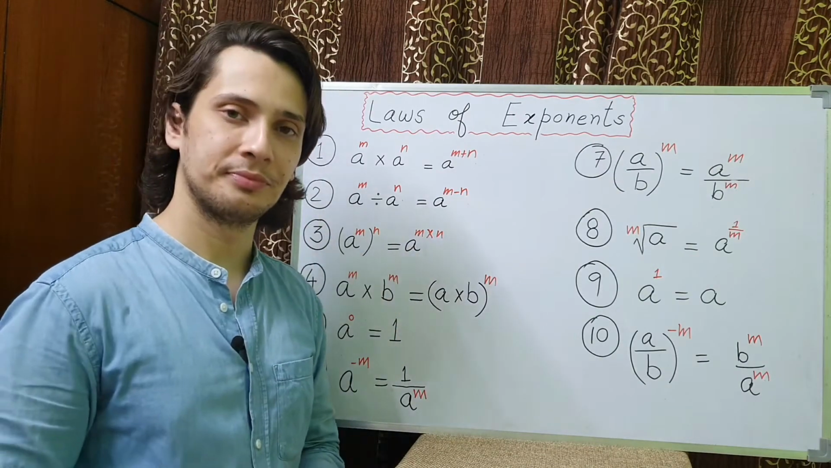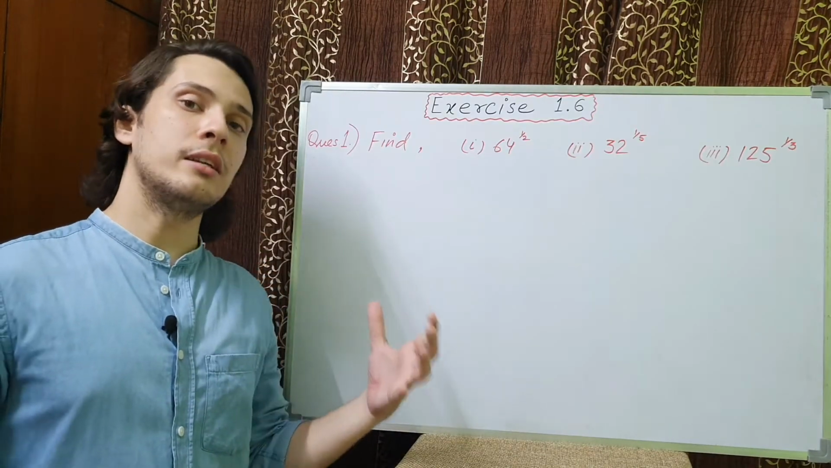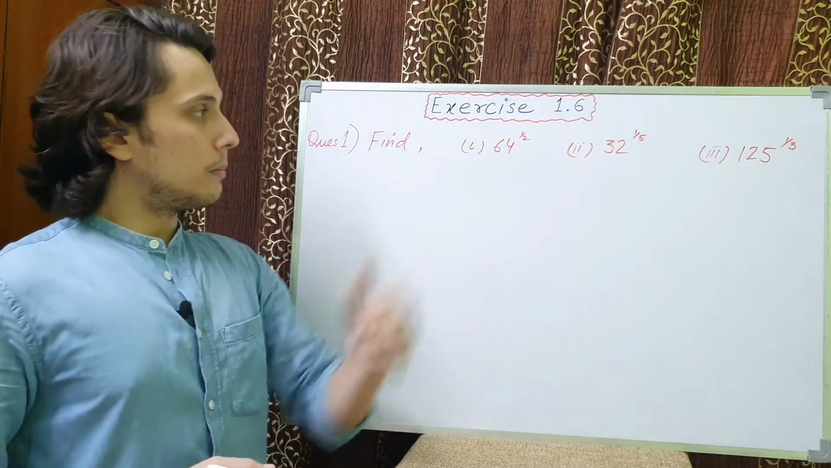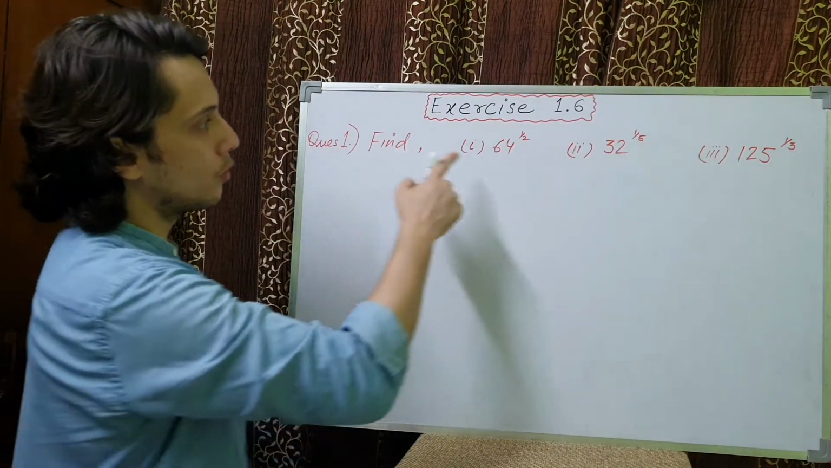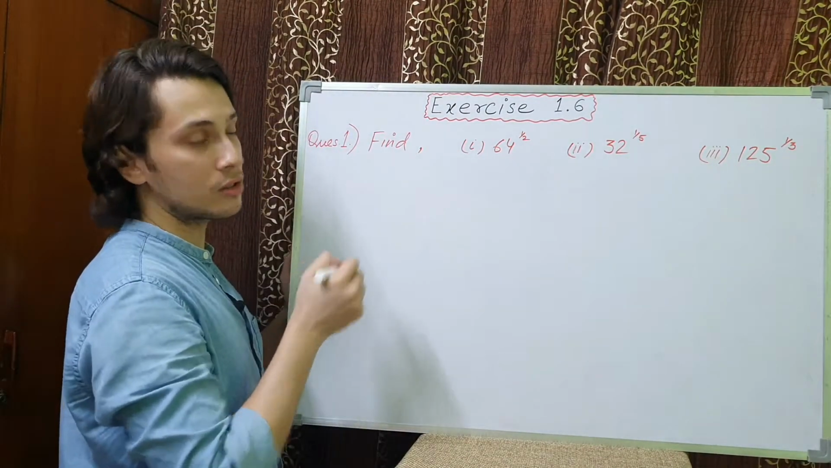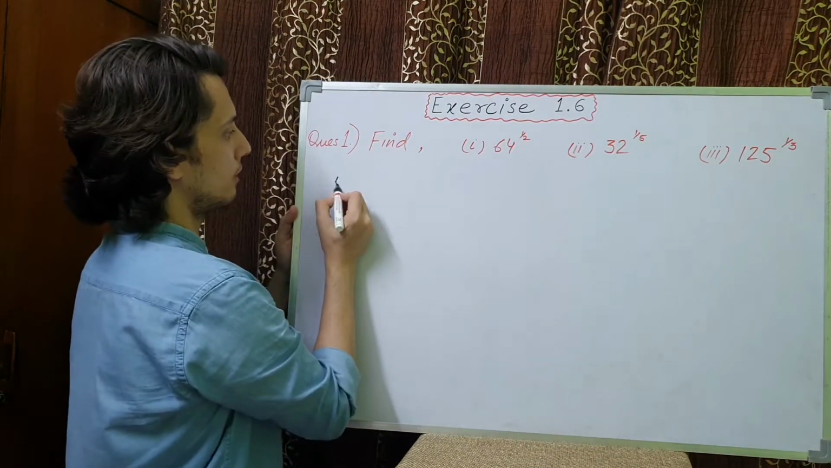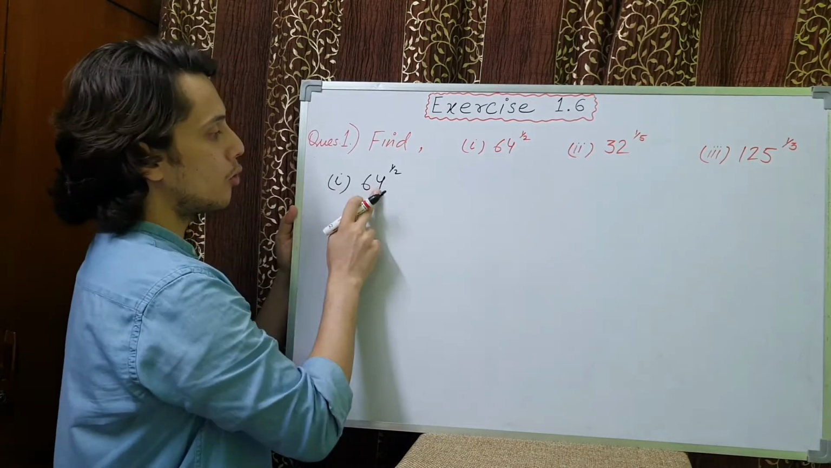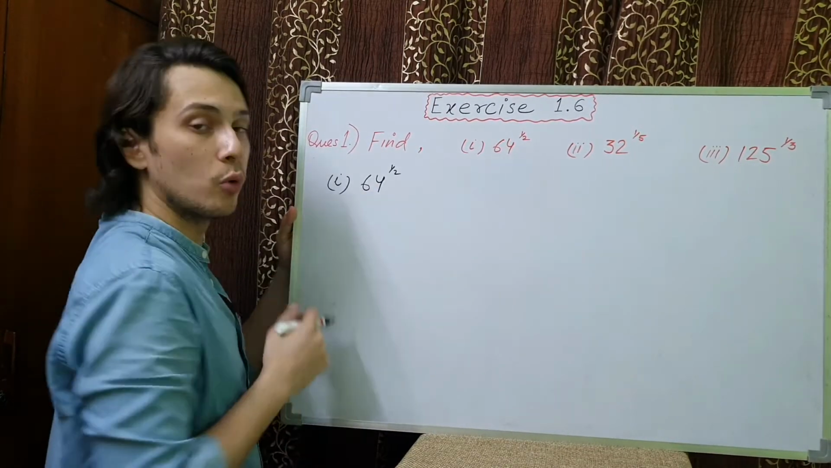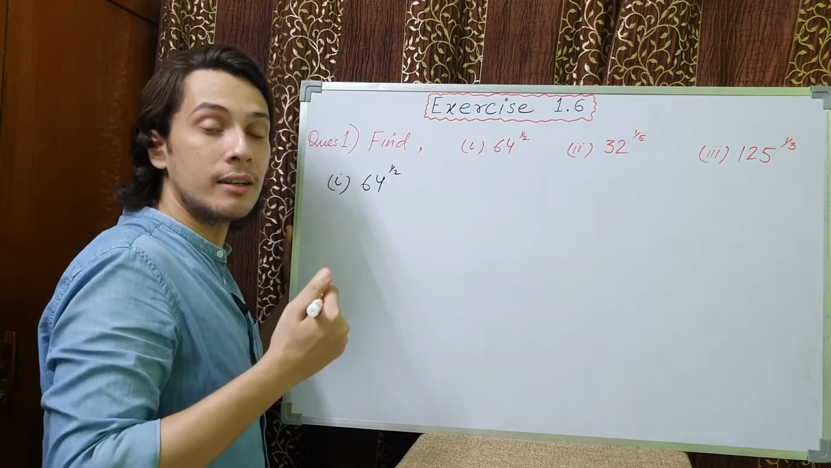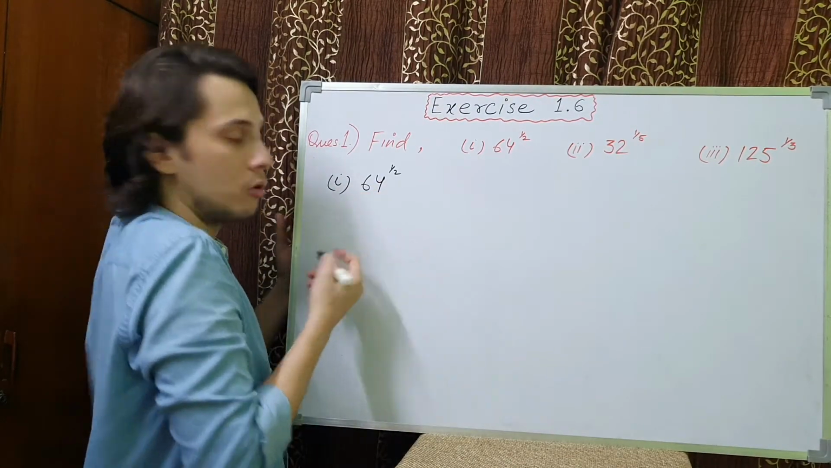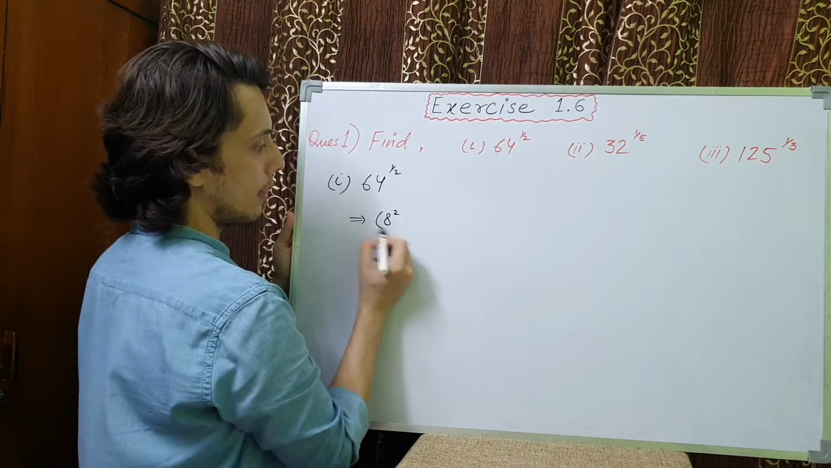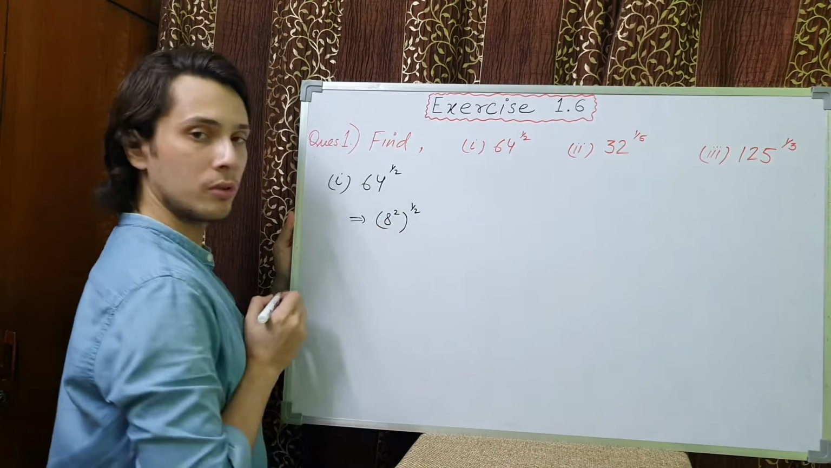Let's go. So guys, what we have in exercise 1.6 is the very first question, which says find, and there are three parts. The very first part is 64 raised to the power half, meaning 1 upon 2. So let's see how we solve it. The first part says 64 to the power 1 upon 2. Now look very carefully. We all know that 64 is the square of 8. 8 raised to the power 2 is also called 64. So can I write this 64 as 8 raised to the power 2, and then go on with 1 upon 2 written as it is.